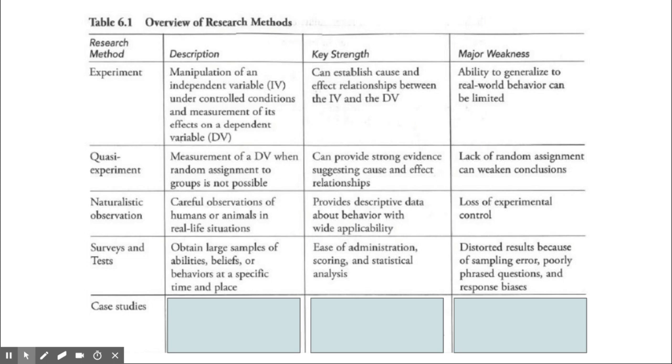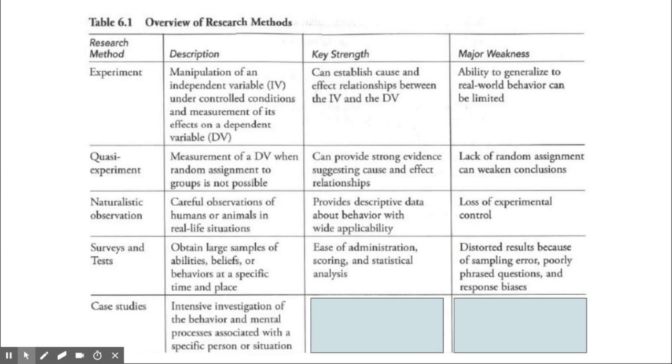Case studies, which isn't something that we talked about, but might have mentioned back when we were looking at our intro class. But a case study is basically an in-depth investigation of behavior and mental processes associated with a specific person or a situation. So if I have an individual that I want to find out more about, I can go in and start looking at all the evidence or all the data that I have on them.